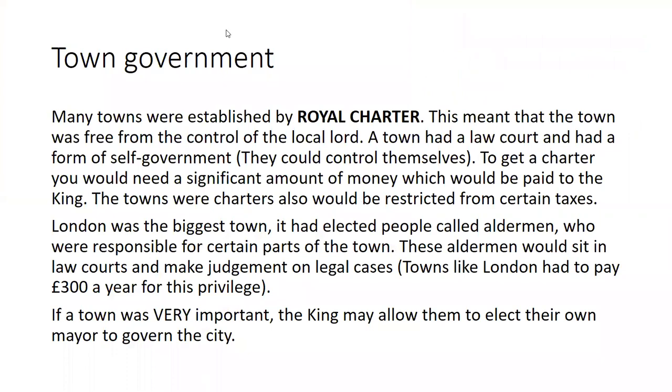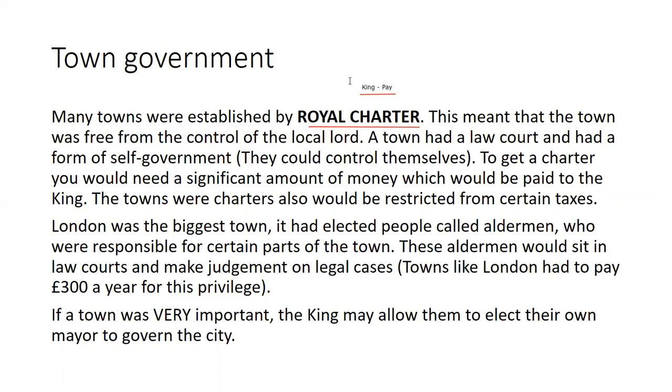So the first thing, the town government. So basically what this means is, how was the town run? How did you become a town? So many towns were established by a royal charter. Now, the only person that could give you a royal charter was the king, and you had to pay for this. The royal charter suggests that the king deems you very important. Now, the key thing about a royal charter, once the king allowed you it, was that it meant that the town was free from the control of the local lord.